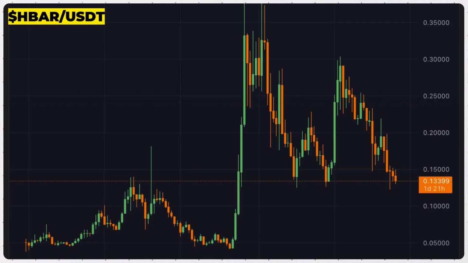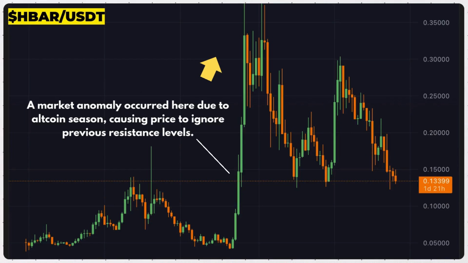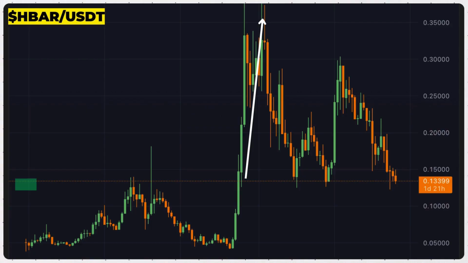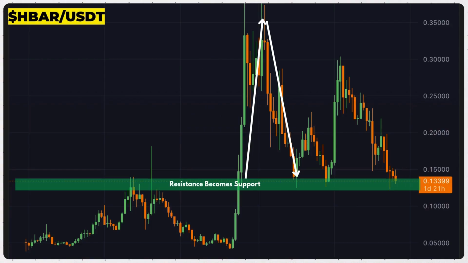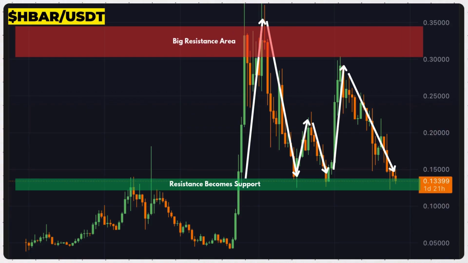Fast forward to 2024 and we got another textbook example. HBAR did a massive rally to around 0.33, but when the market cooled off and price began retracing, it bounced perfectly off the previous cycle's 0.13 resistance, which flipped into new support. Price reacted there twice, holding the level, before moving back into resistance and now retesting the support area once more.